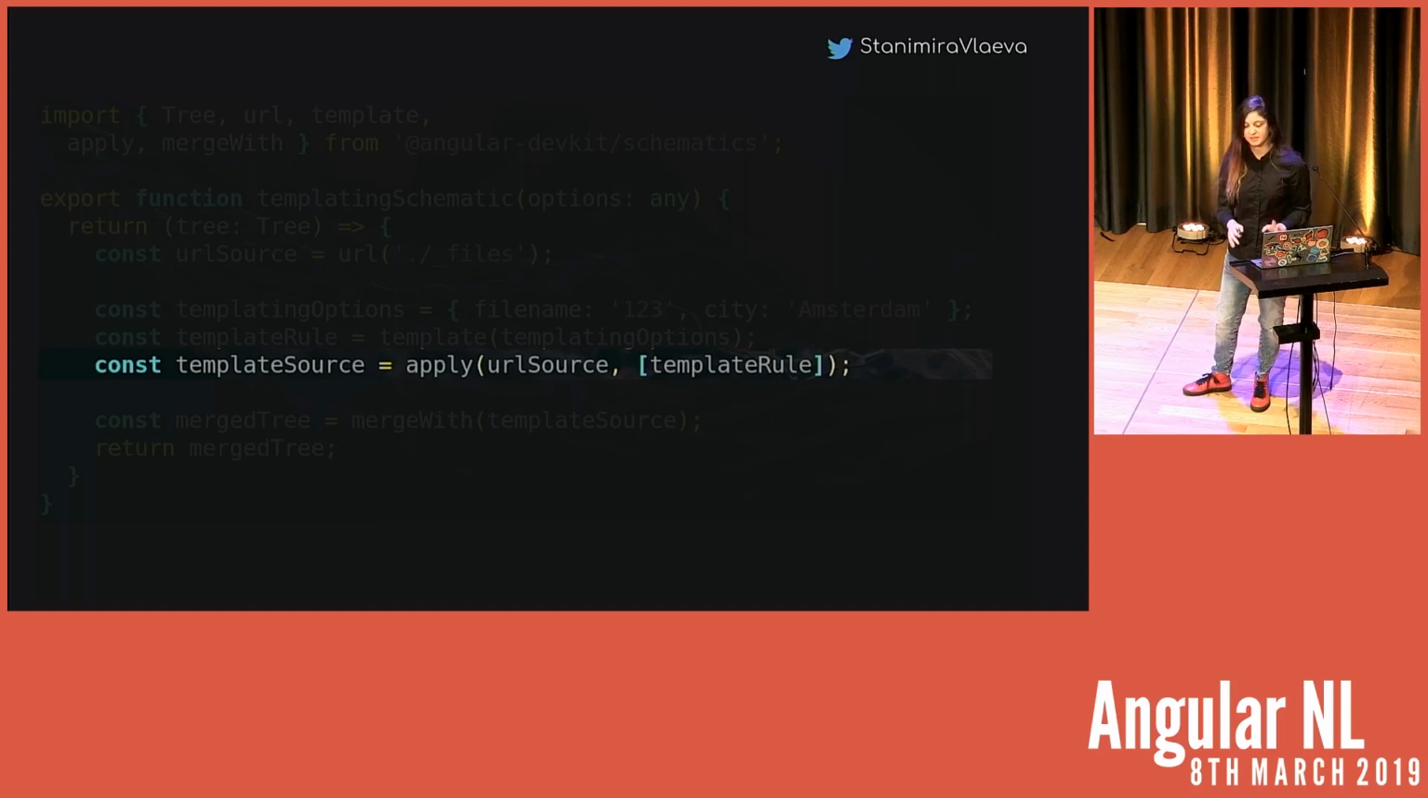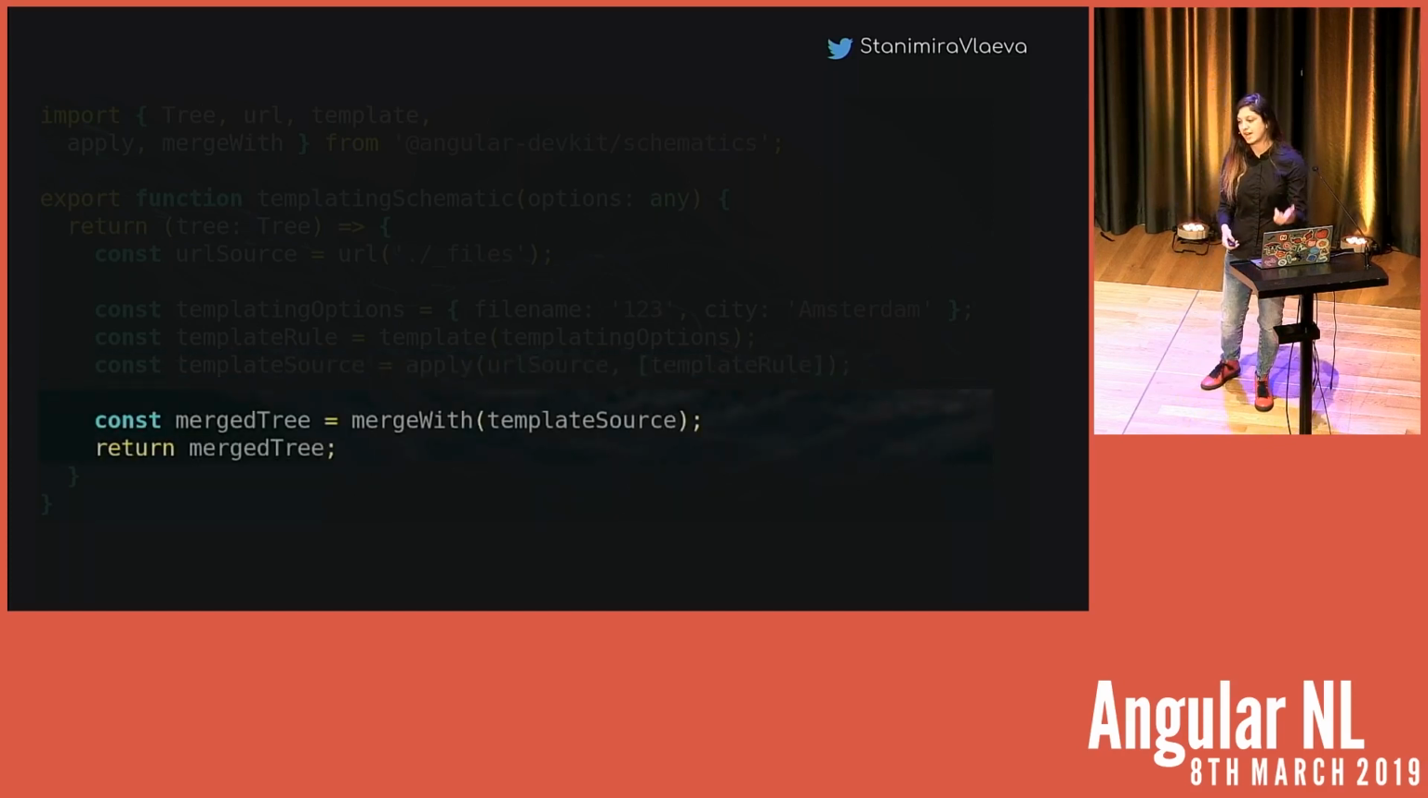So yeah, just once again, the URL source, we have the files with the underscores and the raw content. And when we apply the template rule to these files, we actually get the final output files, because we provide variables, and these variables are replaced inside the template. So we have the template source, and then we merge that with the base tree by using the merge with function. And then we just return the merged tree.